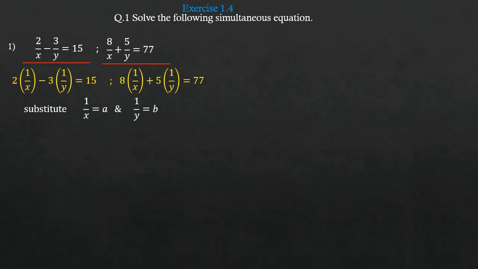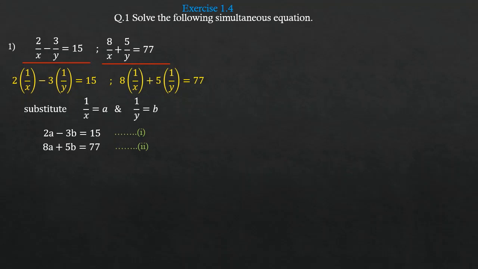So our equation 1, which is modified, becomes 2a minus 3b equal to 15. And the second equation, which we modified, gives 8a plus 5b equal to 77. We mark them as equation number 1 and equation number 2 respectively. Now this becomes a standard form of a linear equation in two variables. Our aim is to find the values of a and b, and with the help of a and b we can easily find the values of x and y.